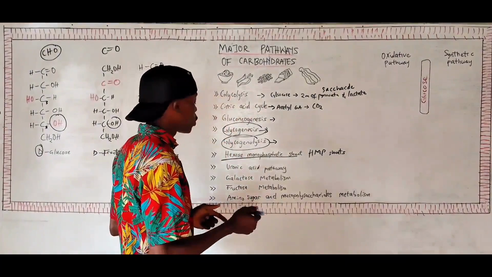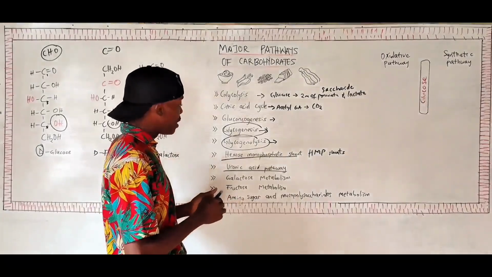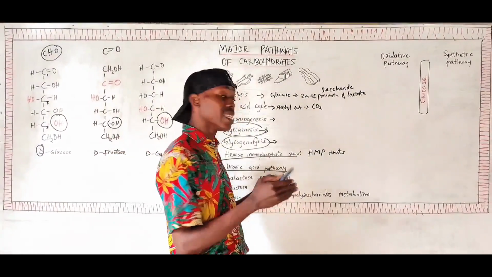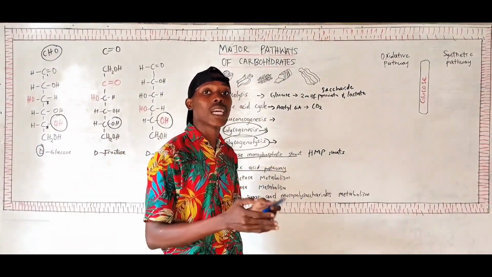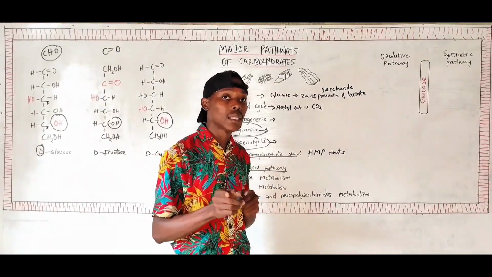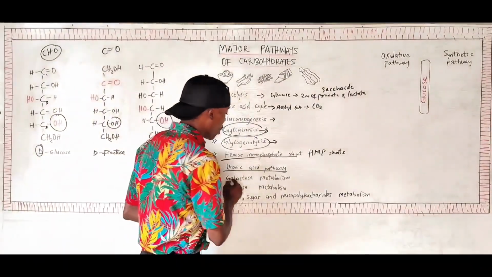So the next pathway is the uronic acid pathway. This particular pathway converts glucose to gluconic acid, pentose, and ascorbic acid in animals, but not in man. Hope you understand that. And moving on, we have galactose metabolism.